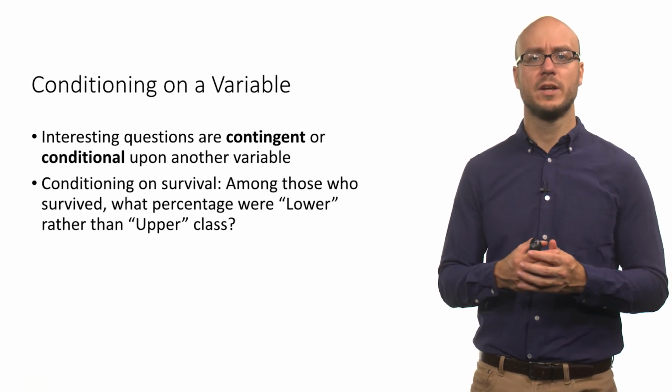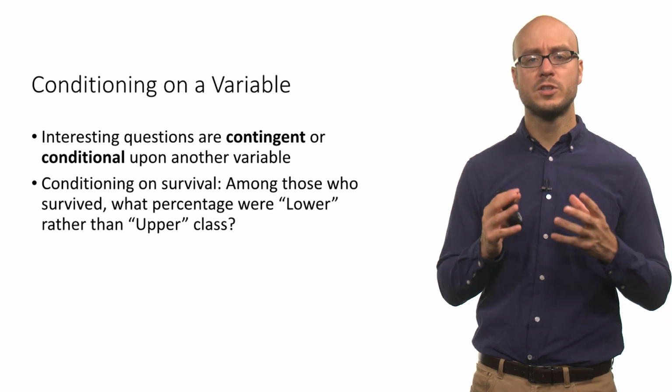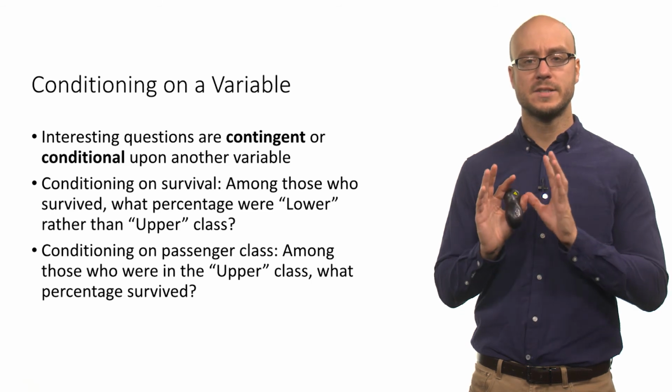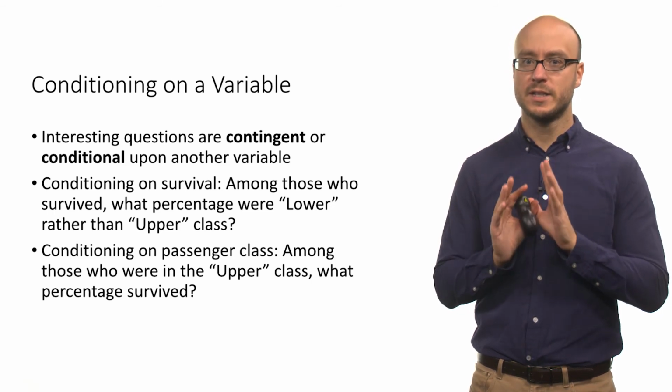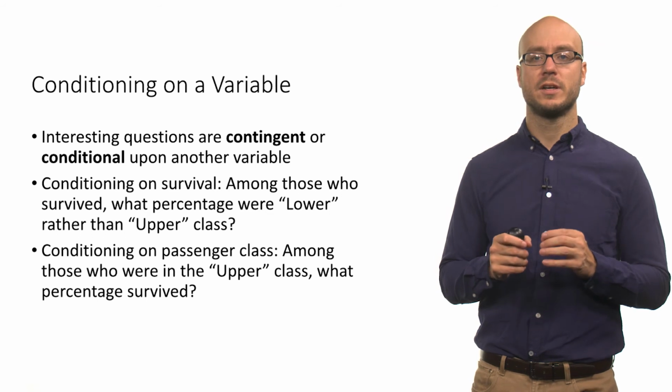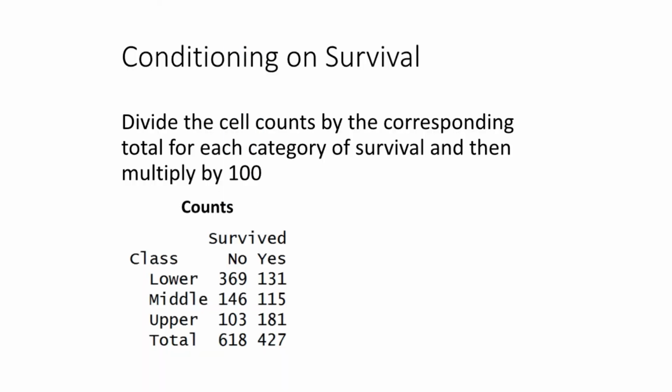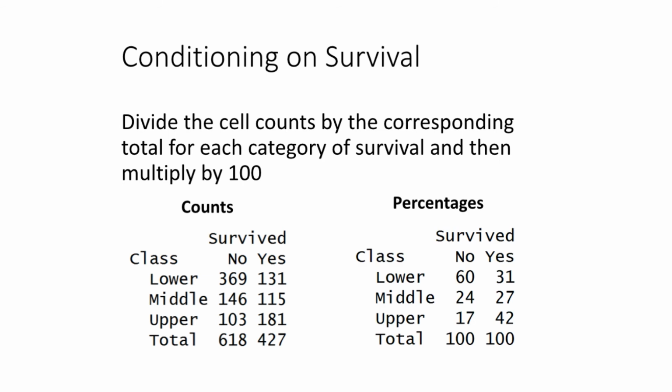So for example, a question that we really want to ask is, among those who survived, what percentage were in the lower rather than upper class? In a similar way, but in a distinctly different way, we might condition on passenger class. So you might say, among those who were in the upper class, what percentage survived? So let's look at a contingency table in which we're conditioning on survival. What we do is we divide the cell counts by the corresponding total for each category of the survival variable, and then we multiply by 100. This will give us the percentages conditional on survival.